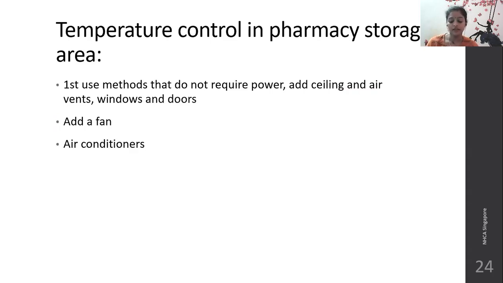Temperature control in the pharmacy room area. First, use the methods that do not require power. Add ceiling and air vents, windows and doors as much as possible. Wherever you can reduce the use of temperature-dependent control, try that. Then add a fan, and the final option should be the air conditioners.